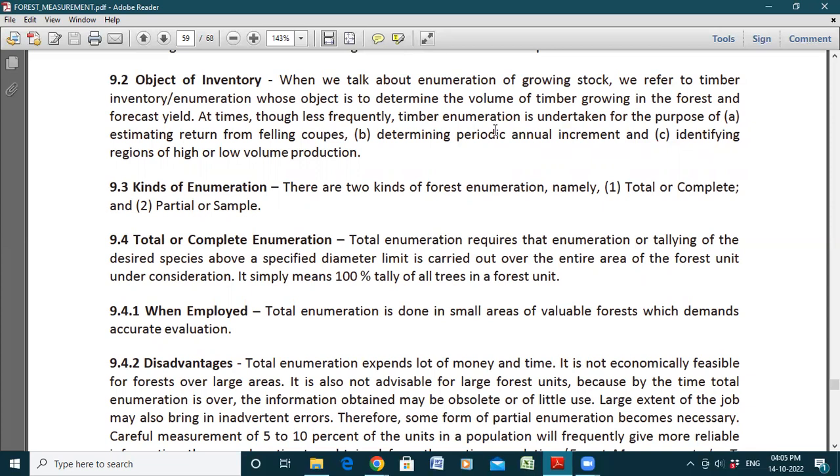At times, though less frequently, timber enumeration is undertaken for the purpose of estimating return from felling crops, determining periodic annual increment, and identifying regions of high or low volume production.